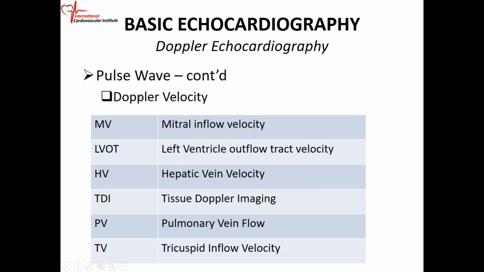We use pulse wave Doppler to measure mitral inflow velocity because it's low velocity. We use it to measure left ventricular flow tract velocity, hepatic vein velocity, tissue Doppler imaging, pulmonary vein flow, and tricuspid inflow velocity. You have to know in what scenario you're going to use pulse wave Doppler, and in what scenario you'll use continuous wave Doppler. So pulse wave Doppler we use for low velocity scenarios: mitral inflow, left ventricular flow tract velocity, hepatic vein velocity, tissue Doppler imaging, pulmonary vein flow, tricuspid inflow velocity.